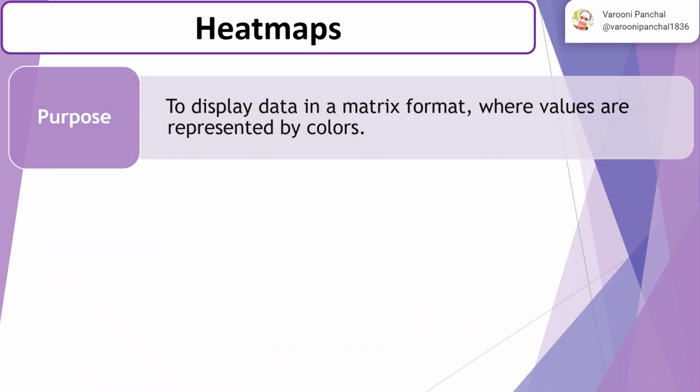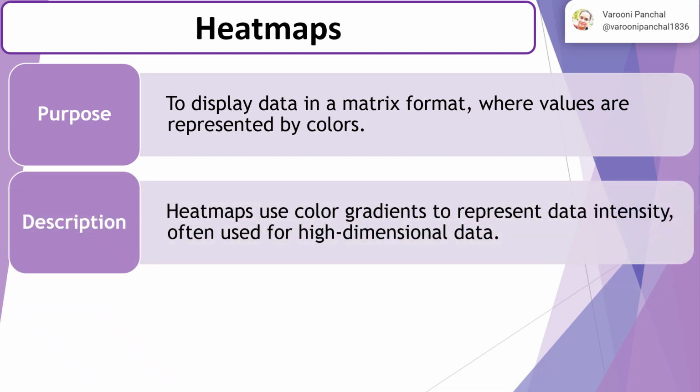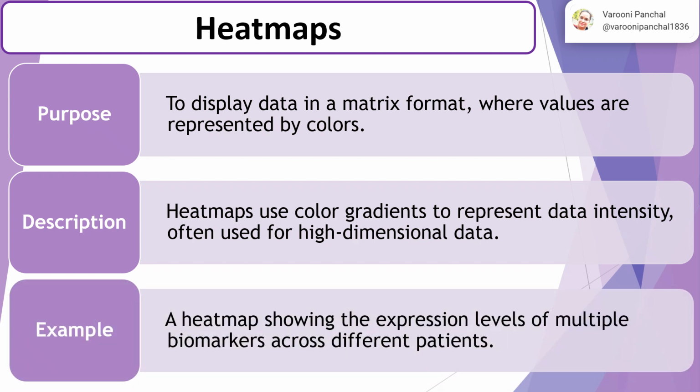Heat maps. Purpose: to display data in a matrix format where values are represented by colors. Description: heat maps use color gradients to represent data intensity, often used for high dimensional data. Example: a heat map showing the expression levels of multiple biomarkers across different patients.